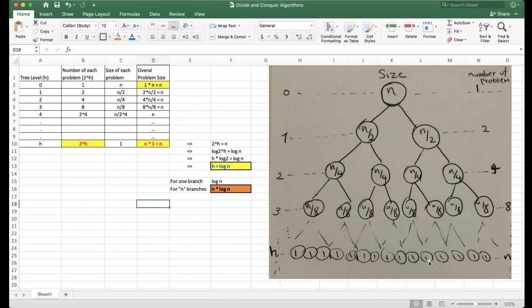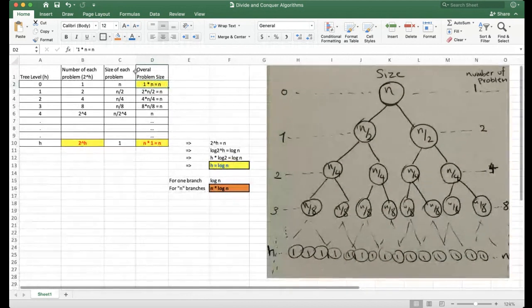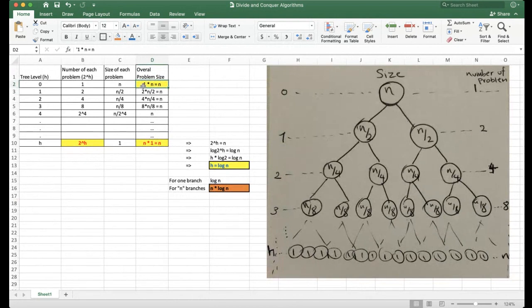But how many problems are we going to have? Let's go back up here. When I had one problem, the size of my problem was n. So the total problem I had to solve, the total size of it, was still n. Look here, I created this table. It's one problem, and the size of that problem is n. So the total problem that I have to solve is still of size n.